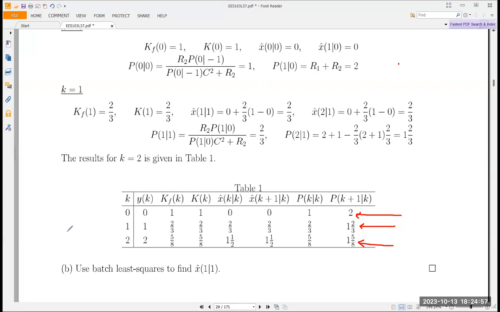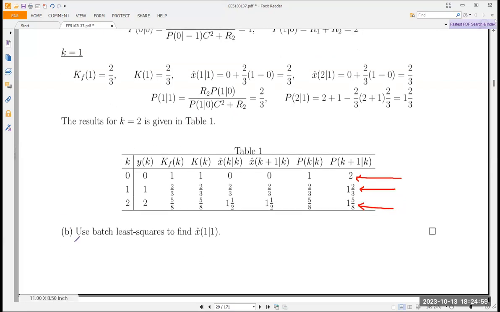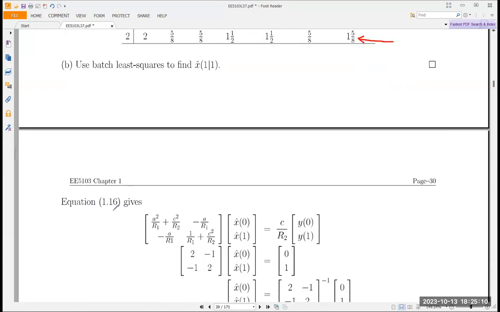Part B. Use batch least squares to find the estimate at K equals 1. So now you see equation 16. That was where we first started. That was actually how we started the Kalman filter.